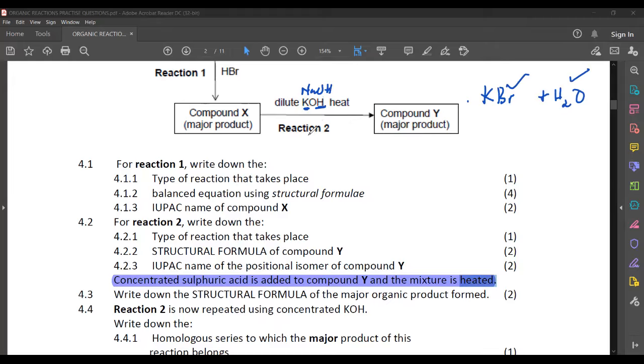All right, beautiful. So your answer for 4.4.2 is KBr, the name is potassium bromide, and water, the formula is H2O. All right, so they say name or formulae.